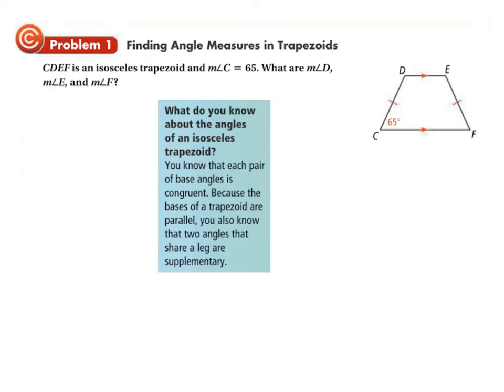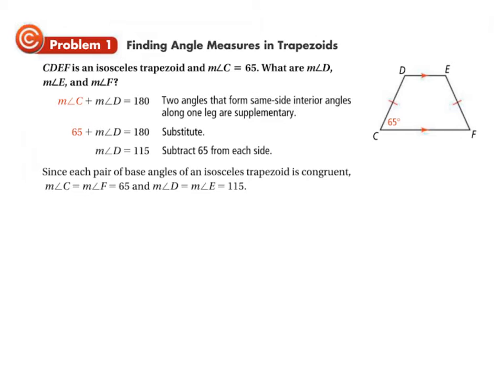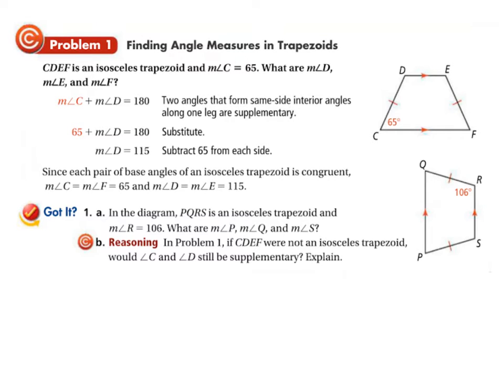And because these lines are parallel, we know that same side interior angles are going to be supplementary, summing to 180, okay? So we can use that information: if these two sum to 180, then what is 180 minus this 65? It is 115, so this is 115, and because we know that base angles are congruent in an isosceles trapezoid, then we have this happening, okay? C and F are both 65, and D and E are both 115, okay? Give yours a go and start it back up when you have your answers.